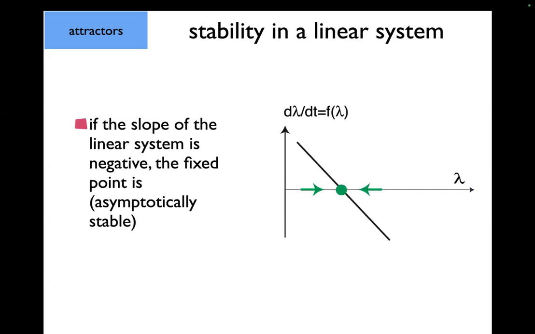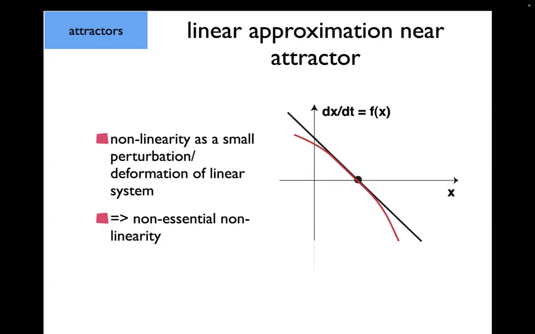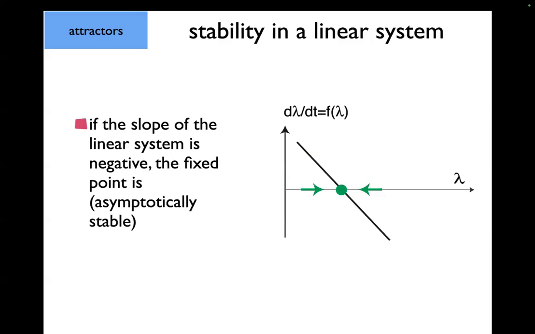So that's the motivation why I now look at linear systems to characterize stability. Later we'll see that nonlinearity also plays an important role. So if I have a linear system, I just argued intuitively that the slope of the dynamics at the fixed point determines the stability.